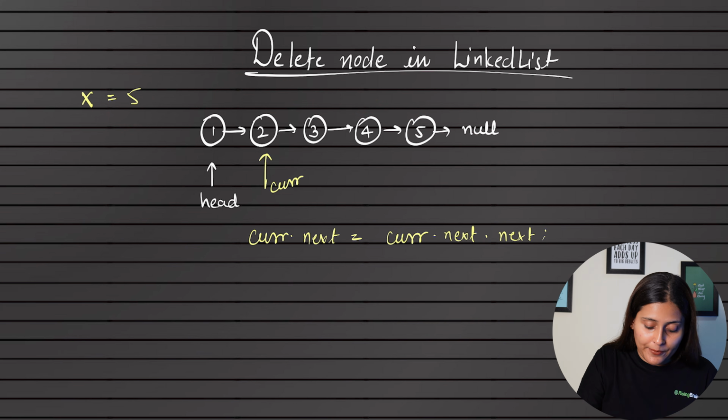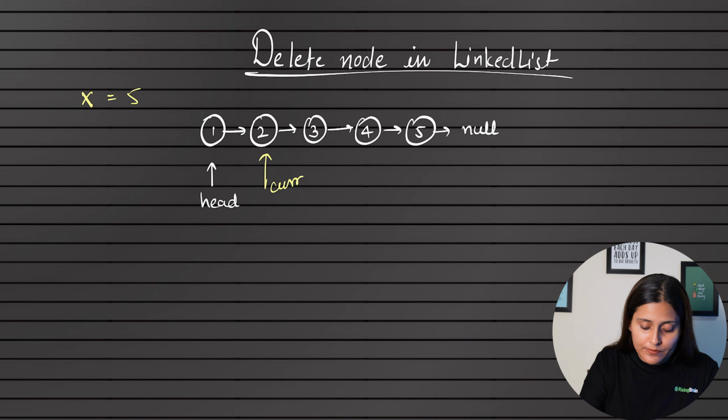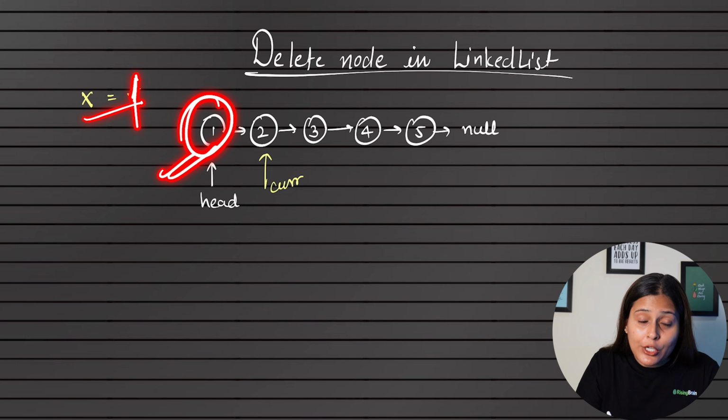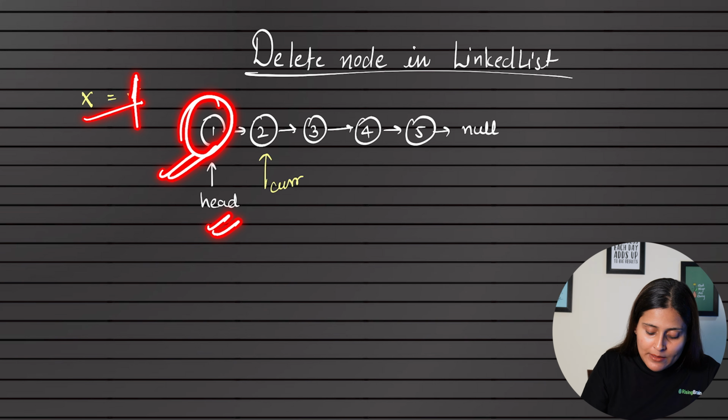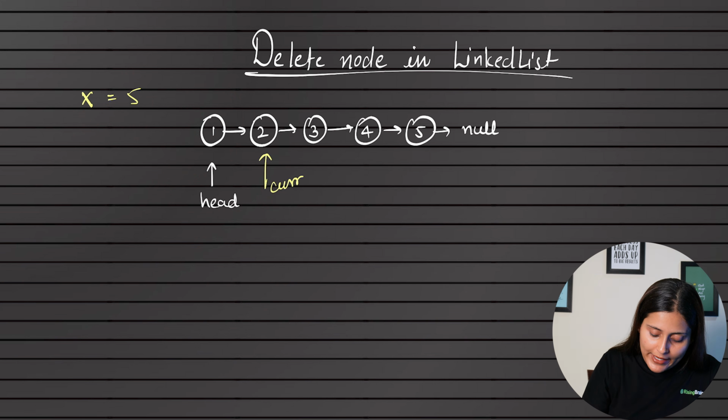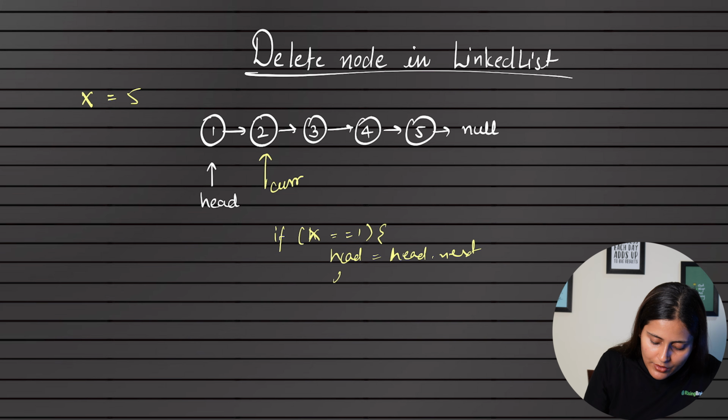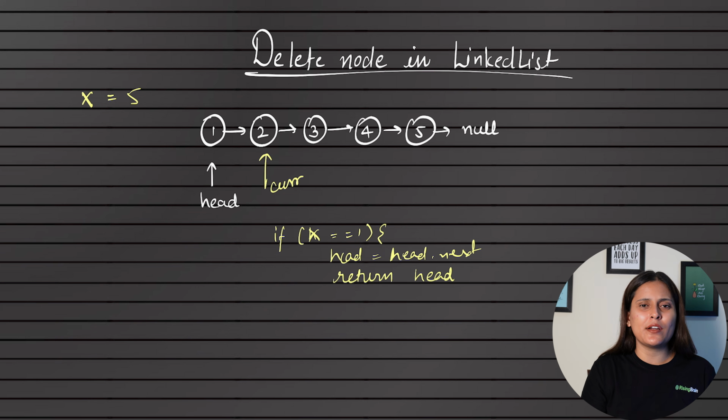Now how can we write it? To write this, the very first base case will be: what if x is equal to 1? It means we have to delete the head node itself. So if it is so, in that case we'll simply move our head to head.next. So if x equals 1, correct, we will move our head to head.next and we can return our head, or else we can simply return head.next. Both are valid.